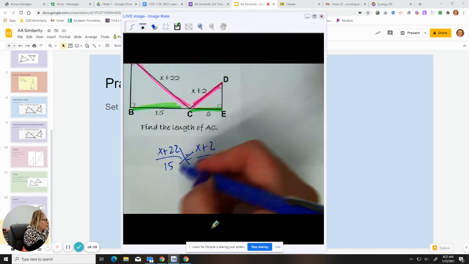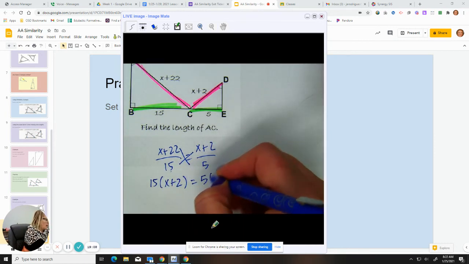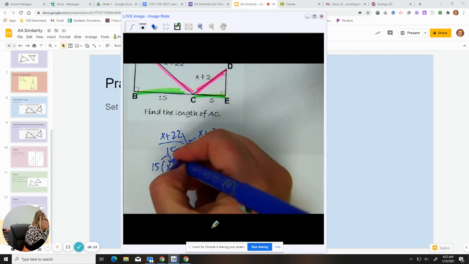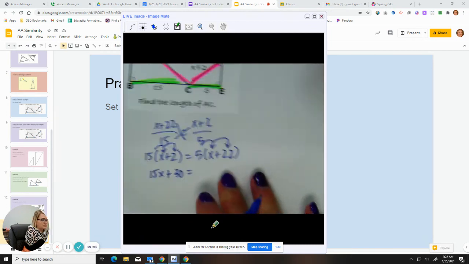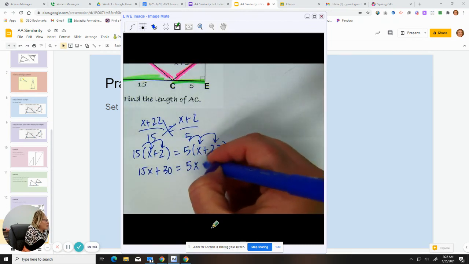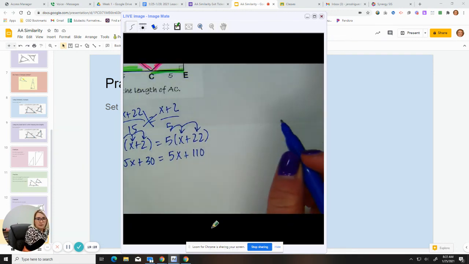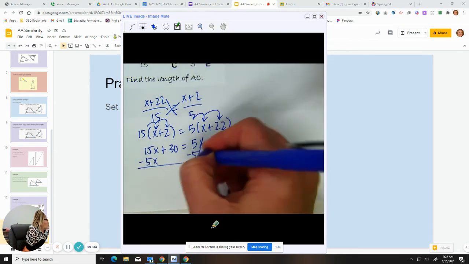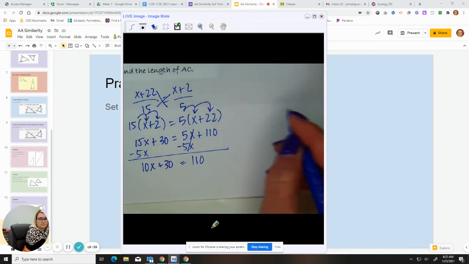We're going to cross multiply. So this becomes 15 times x plus 2 and 5 times x plus 22. We're going to distribute. 15 times x is 15x. 15 times 2 is 30. 5 times x is 5x, and 5 times 22 is 110. We're going to combine like terms. I'm going to subtract 5x. We're going to get 10x plus 30 is equal to 110.